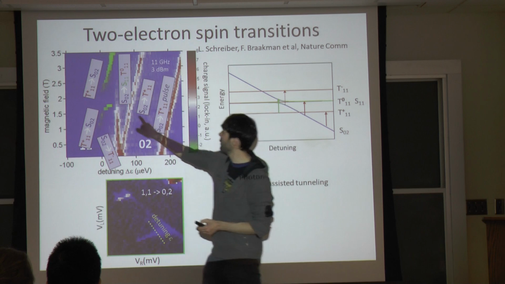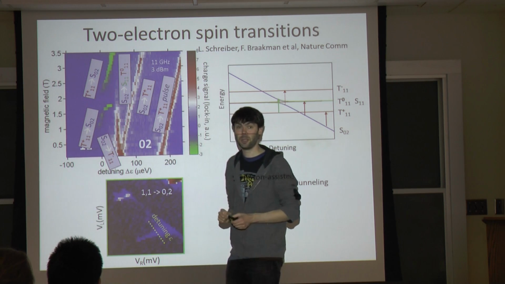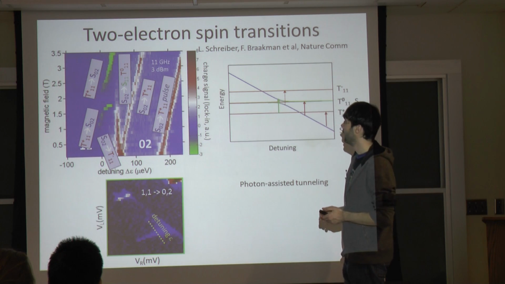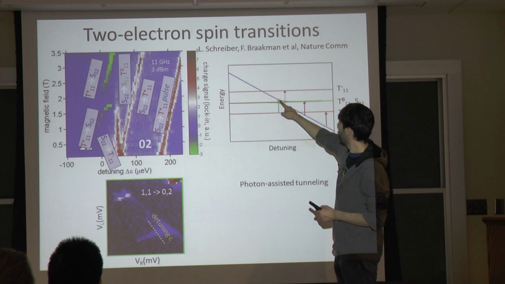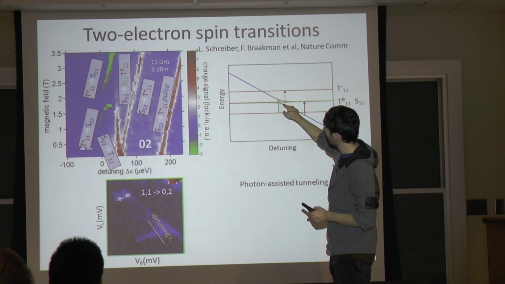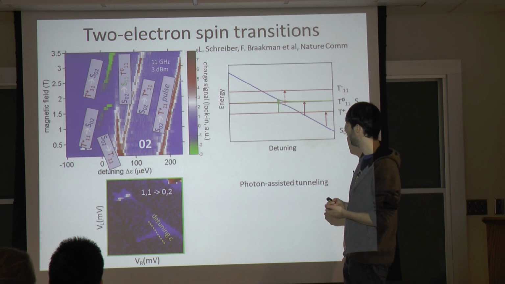So they can map out this anti-crossing here between singlet 02 and singlet 11 by sweeping these arrows through. So they go into this regime and they see the two lines bending. So I think this was a beautiful experiment.